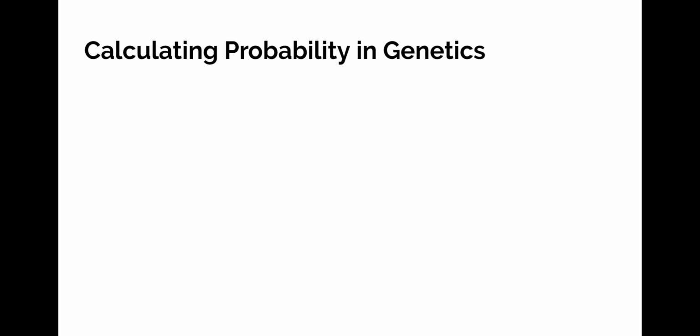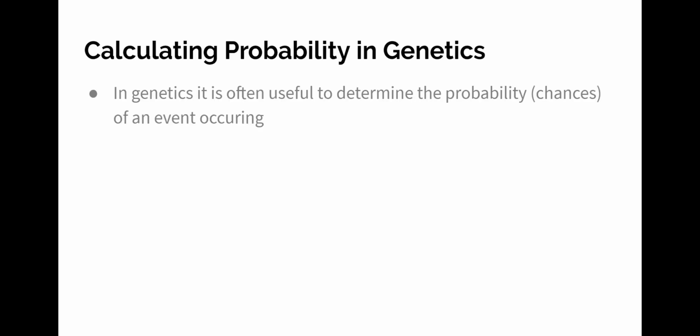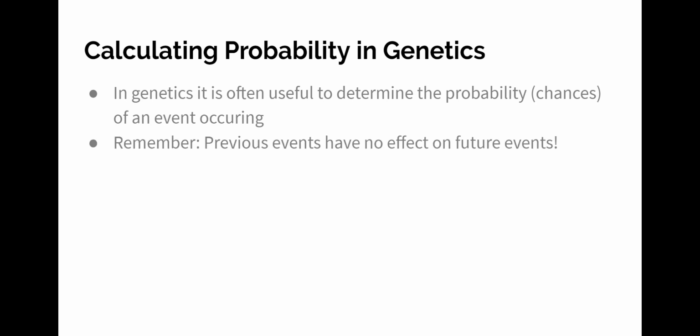We are going to be learning about how the chances of certain things occurring can be figured out through probability. You've actually already been doing this by figuring out genotypic and phenotypic ratios. So let's get started. When calculating probability in genetics, it's very useful to determine the probability of a chance event occurring. So what are the chances that certain events are occurring?